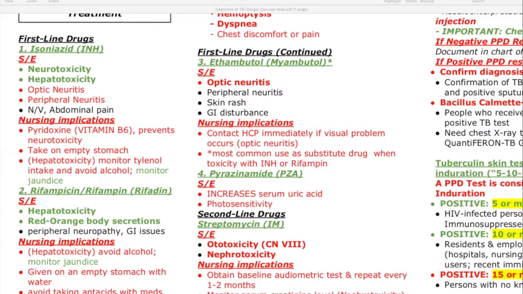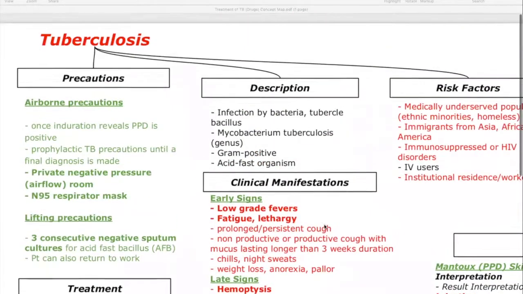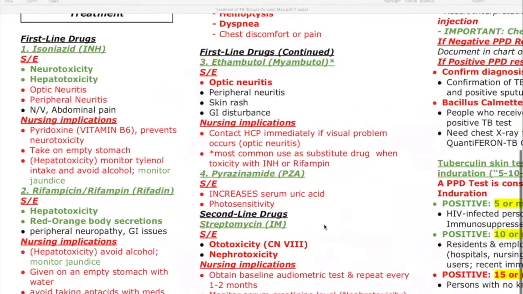And since it's nephrotoxic, we also want to monitor serum creatinine levels, just to assess how the kidneys are functioning. So that's it for this concept map on tuberculosis. I hope you enjoyed it, and good luck in your studies.